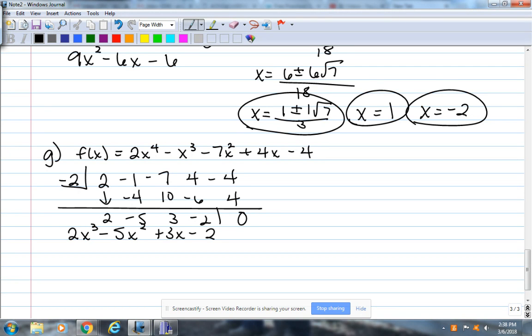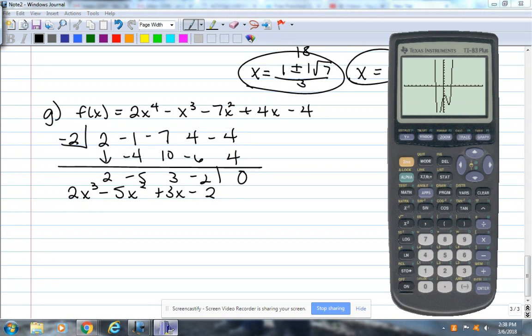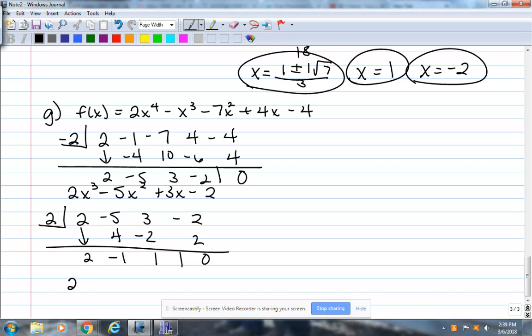And our other one was at +2, I believe. 2, -5, 3, -2. Bring down the 2, multiply. 2 times 2 is 4. There's -1, that's -2. Oops, yeah, that's right, -2, that's 1. That's 0. 2x squared minus x minus 1.